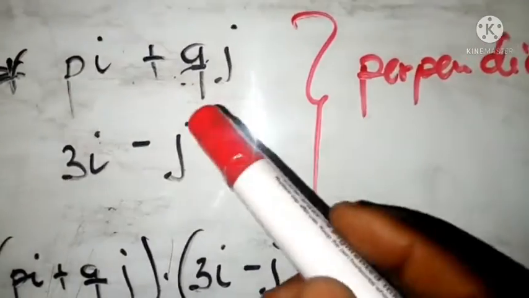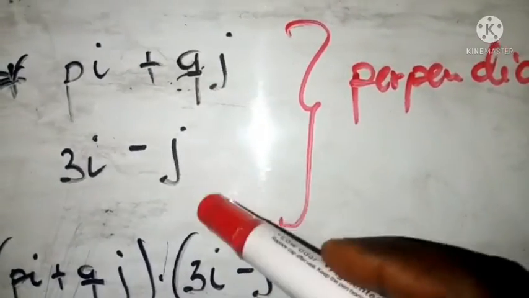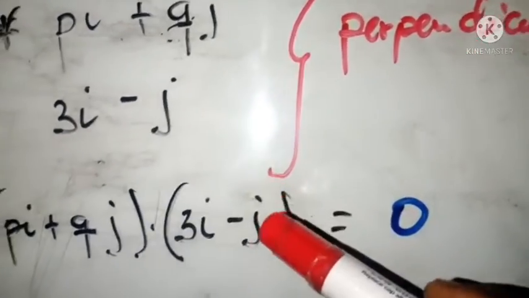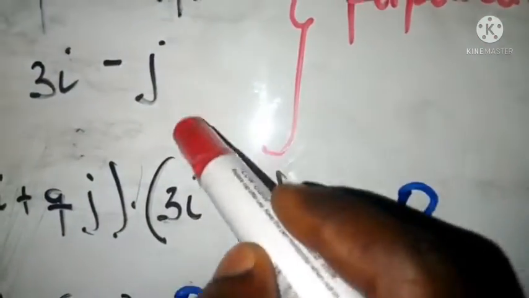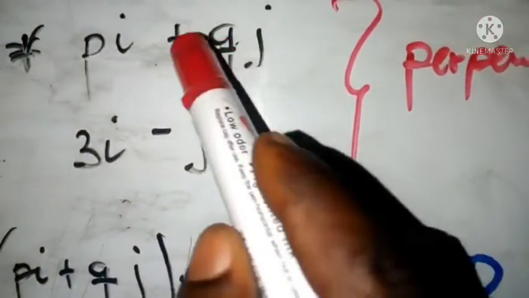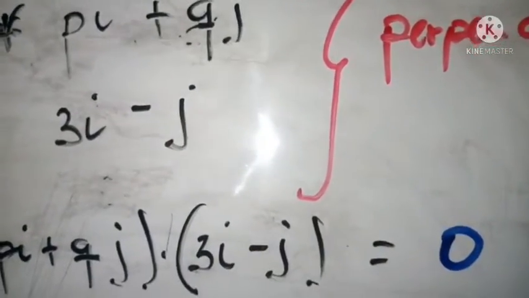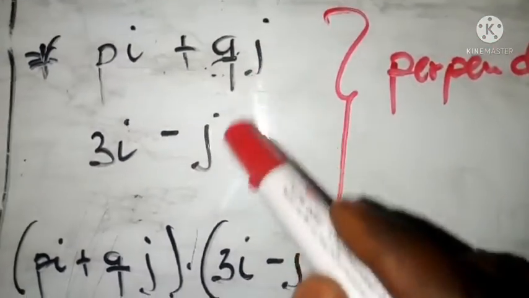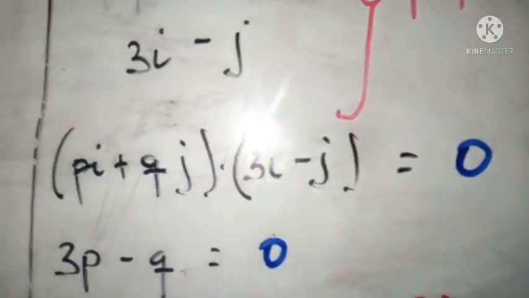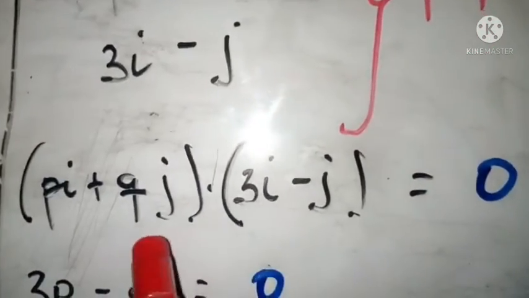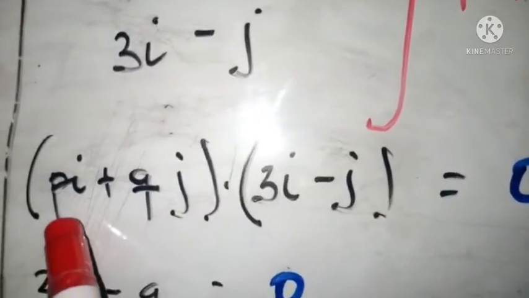So in vectors, when you say these two are perpendicular, what it means is that if you multiply the two, we should get 0. If you multiply these two, we should get 0. That is when two vectors are perpendicular. Because if you watched the first part of the video, you should know how to multiply vectors by now. So that is the p here.